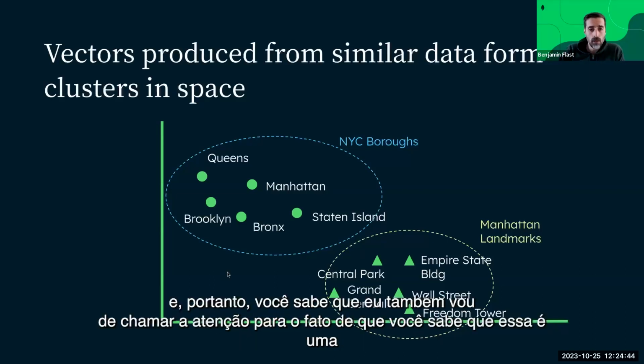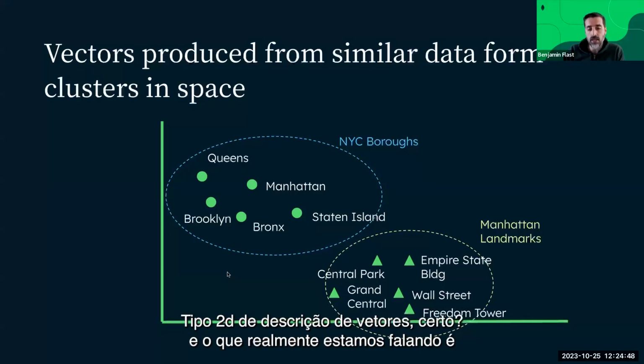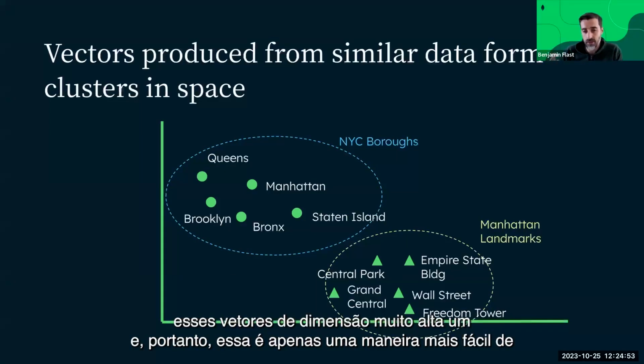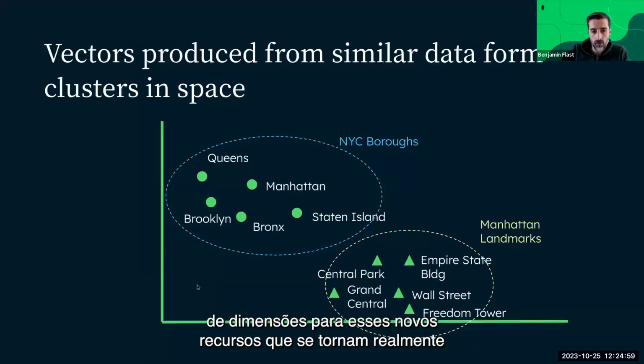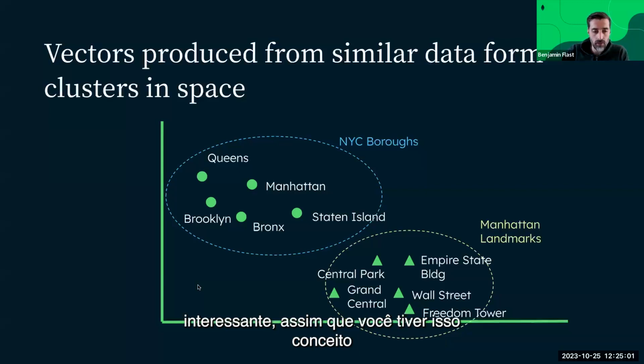I will also call out here that this is a 2D description of vectors, right? What we're really talking about is these very high dimensional vectors. This is just an easier way to visualize it, but it's important to remember we're talking about thousands of dimensions for these new capabilities that become really interesting.